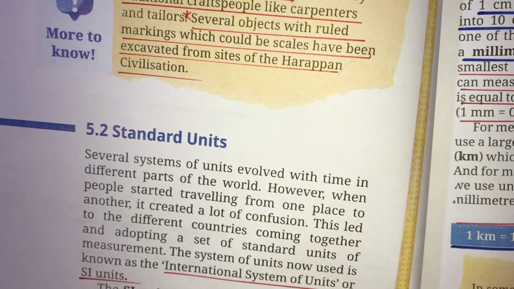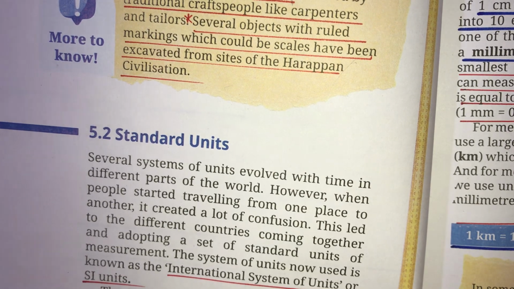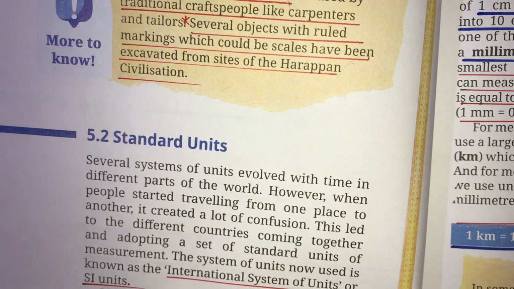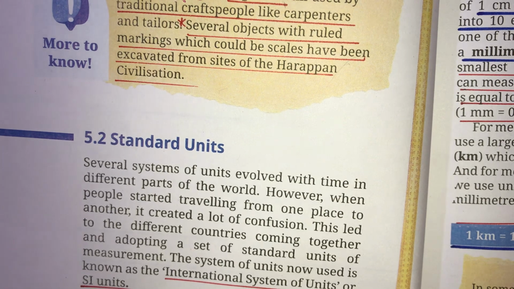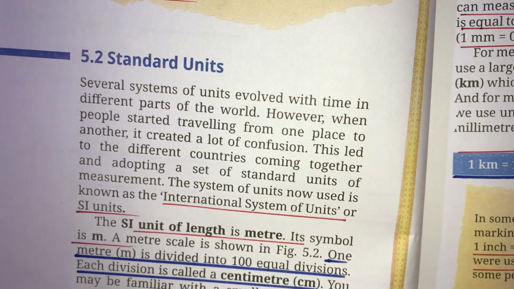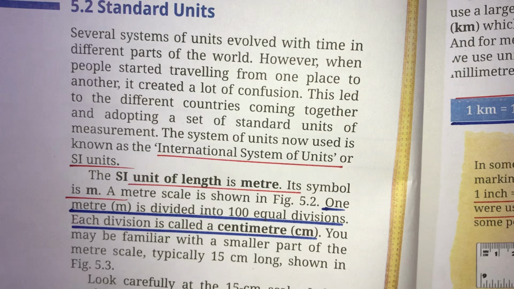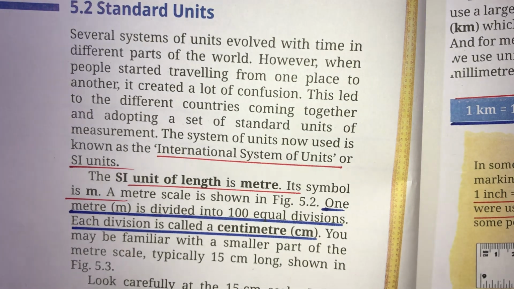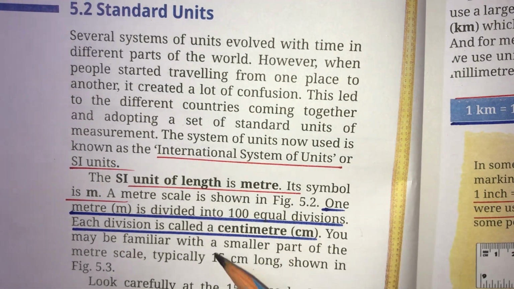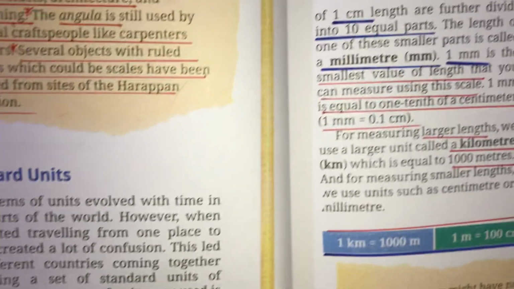As time passed, different parts of the world used different measurements, so a common system was generated. The system of units now used is known as the International System of Units, that is, SI units. For example, the SI unit of length is the meter.